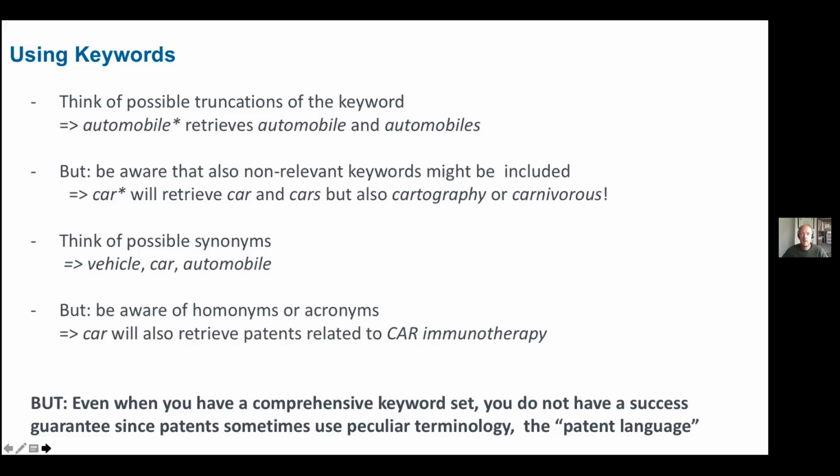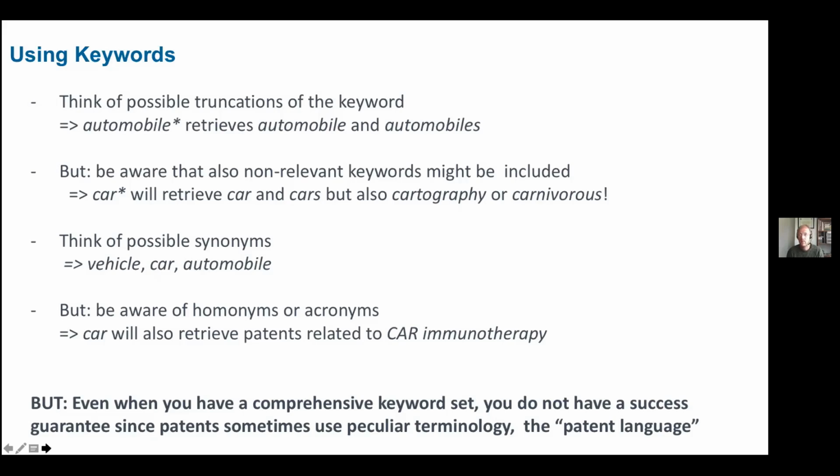For example, you see the example here of automobile and asterisk, which would retrieve not only automobile, but also the plural automobiles. But be aware that especially when you're using small keywords, if you do truncation, you might also include some keywords which are not in the focus of your search. For example, here you will see the example of car. Obviously, you retrieve car and cars, but also cartography and carnivores. So this usually has nothing to do with one another. You have to be careful, especially when you're using small keywords.